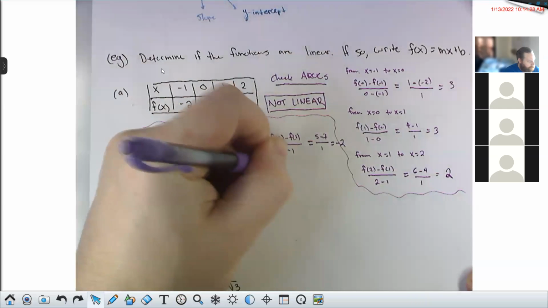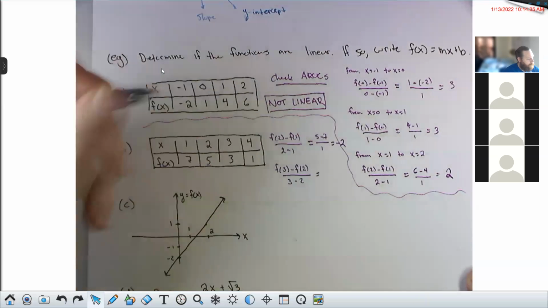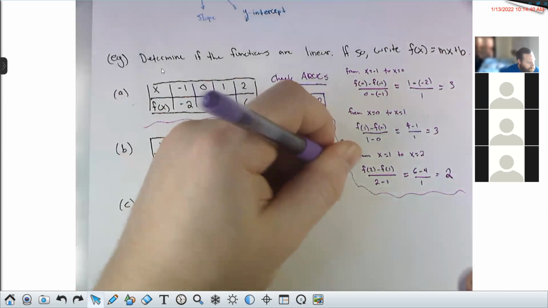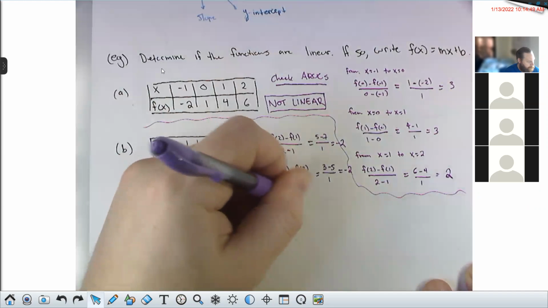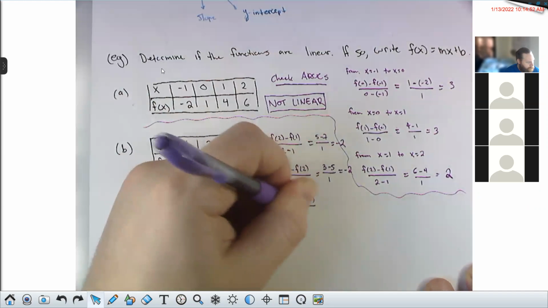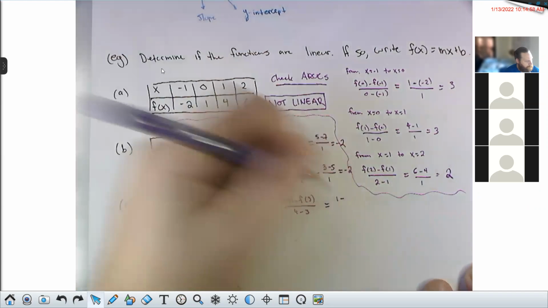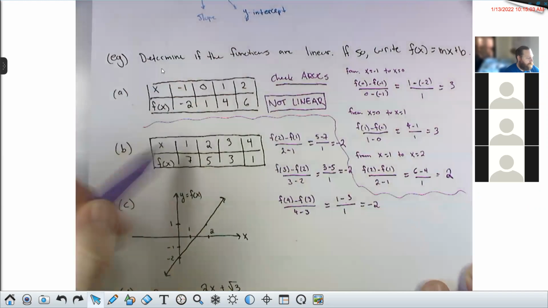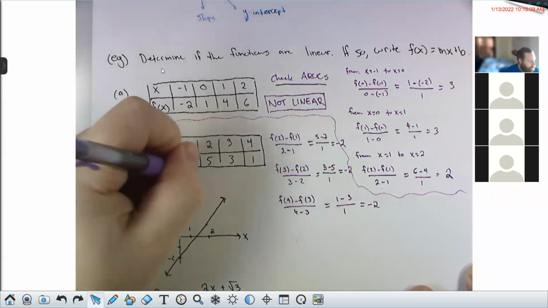If I look at f of 3 minus f of 2 over 3 minus 2, f of 3 is 3, f of 2 is 5, so that's 3 minus 5 over 1, which is also negative 2. If I look at f of 4 minus f of 3 over 4 minus 3, f of 4 is 1, f of 3 is 3, so this is 1 minus 3 over 1. This is also negative 2. So all of the average rates of change are negative 2. This guy is linear.